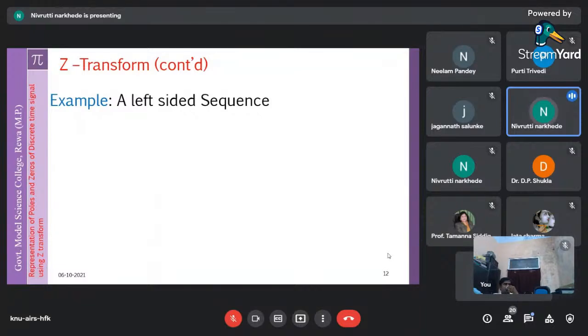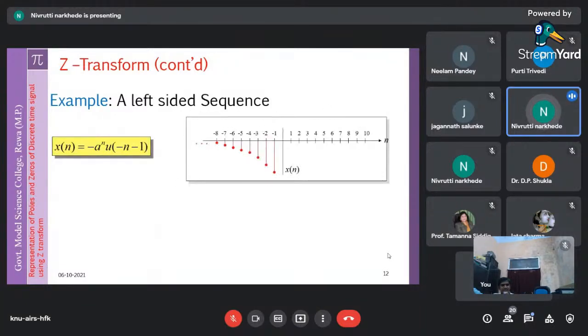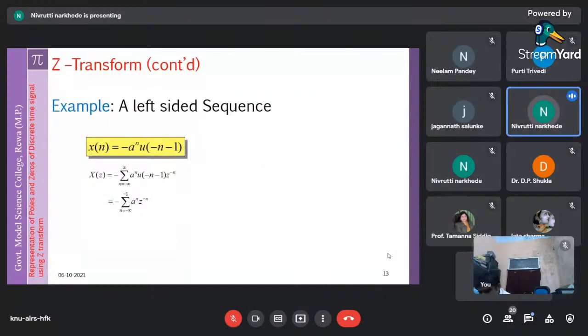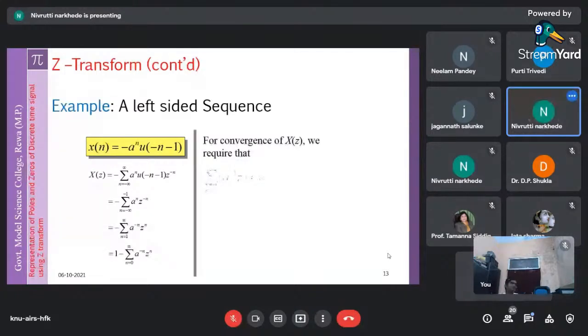Similarly, there is a left-sided sequence. All these are discrete time signals. We observe that here the right side is clearly 0. It exists only for n less than or equal to 0. And by definition, again, the Z transform of this signal is minus a^n u[minus n minus 1]. Put it in the definition and solve, and we get the Z transform X(z) of this signal. The region of convergence is the same, but not a z inverse, rather a inverse z.